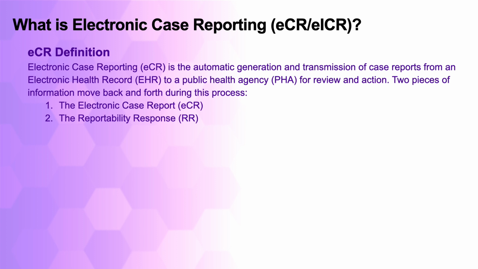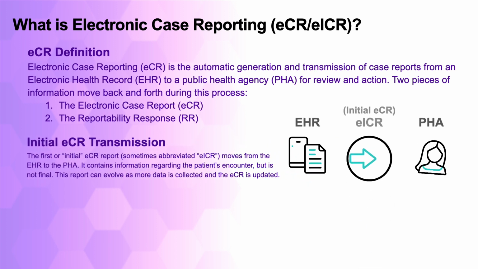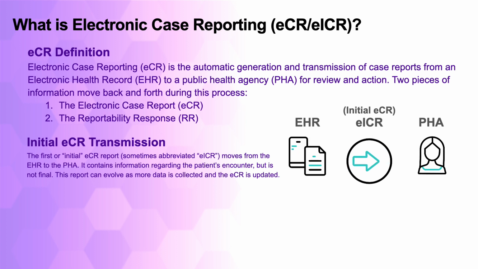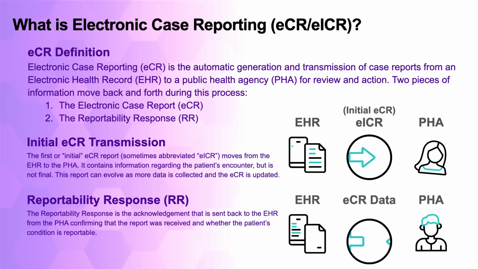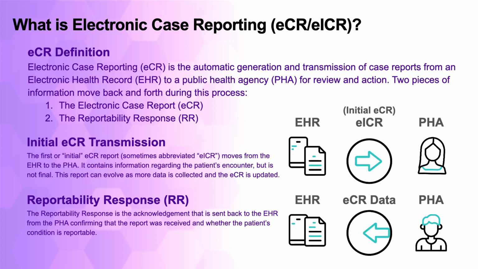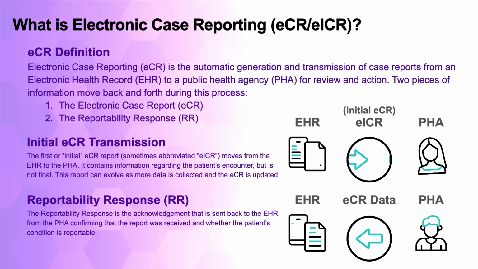Two pieces of information move back and forth during this process: the electronic case report, or ECR, and the reportability response, or RR. The first or initial ECR report, sometimes abbreviated EICR, moves from the EHR to the PHA. It contains information regarding the patient's encounter but is not final. This report may evolve as additional data is collected and the ECR is updated. The reportability response is the acknowledgement that is sent back to the EHR from the PHA confirming that the report was received and whether the patient's condition was reportable.